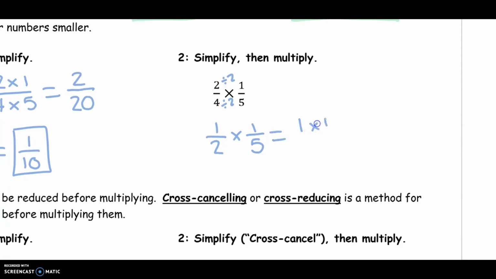Now if I go ahead and multiply the numerators and multiply the denominators, I'm going to get 1 over 10, which is the same answer that I got before, but it's already in simplest form. So I'm just simplifying and multiplying in two different orders, and I get the same exact answer.